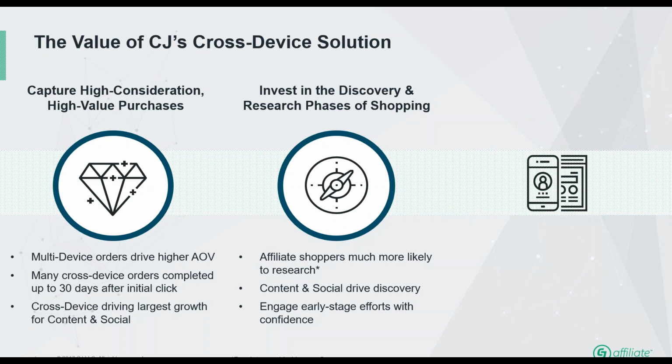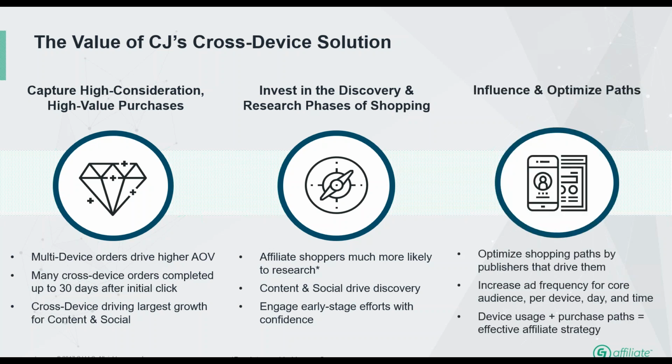Consider the critical role that content and social publishers play in the discovery stage of the consumer journey. Thanks to cross-device, you can do more with your programs because engaging with these early stage publishers can be done with confidence. So to say that all one more way, cross-device allows you to do more now because now you can optimize by the shopping paths that these high-value consumers are following. When you take this and you use your own cross-device reporting to tie in the days, devices of this audience, you've now created a bedrock that you need to build and run all kinds of new affiliate strategies.